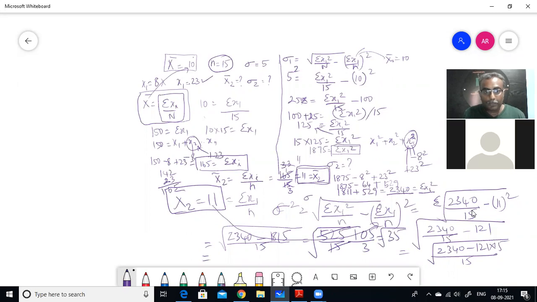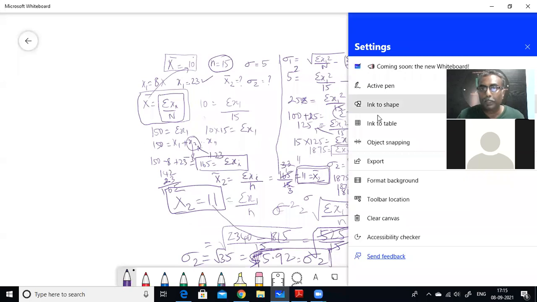How much is root of 35? So you have to find root of 35. That is equal to 5.91, I got. Yes, 92, sorry. So new sigma, sigma 2, is equal to 5.92. Yes sir, your textbook is giving 5.9. So that's the answer.